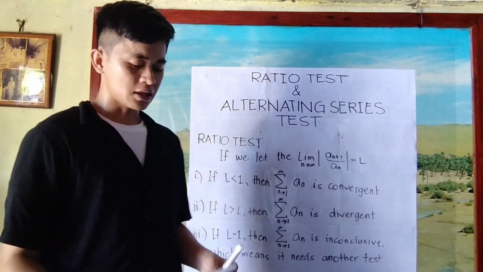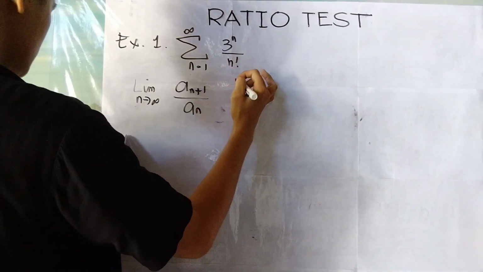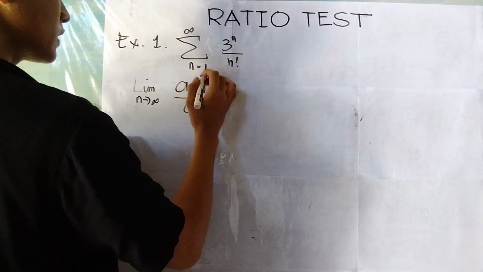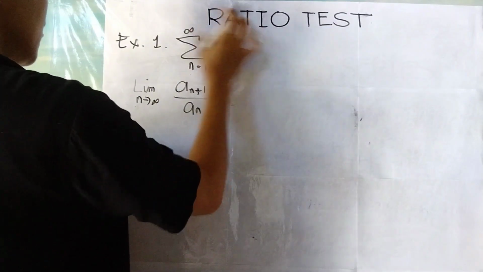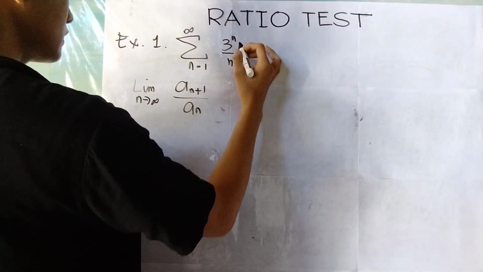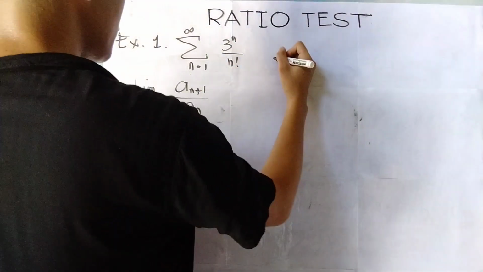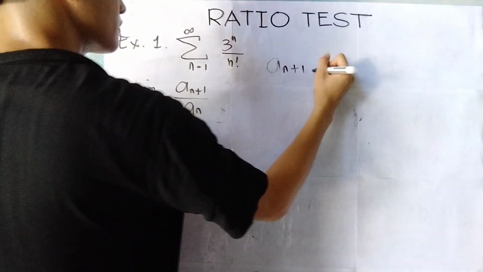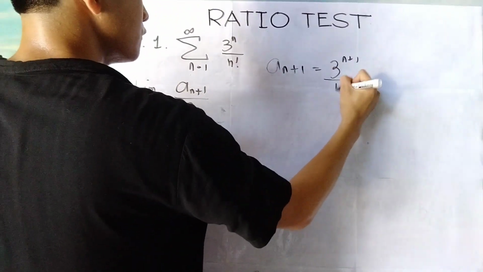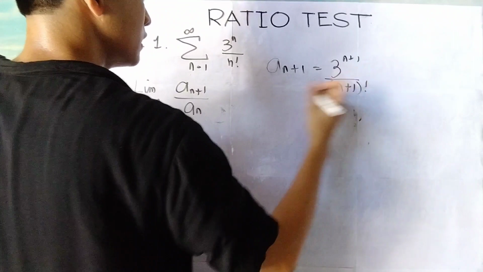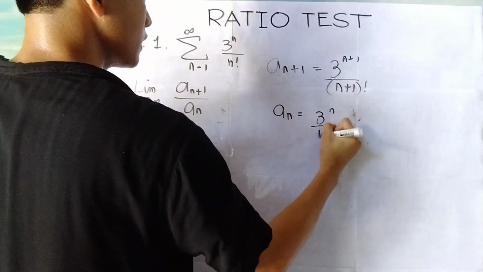So now let's proceed to example number 1. First example, we have the series of 3 raised to n over n factorial, from n equals 1 to infinity. In order to determine whether this series is divergent or convergent, everywhere there's an n, we're going to plug in n plus 1 and divide it by the original. So our a sub n plus 1 is 3 raised to n plus 1 over n plus 1 factorial, and our a sub n is 3 raised to n over n factorial.